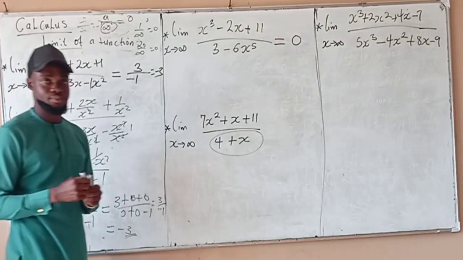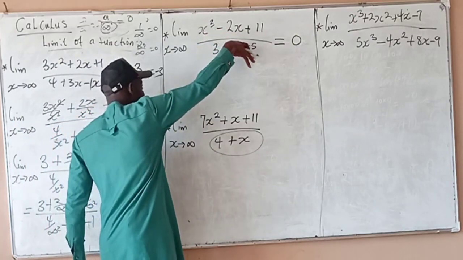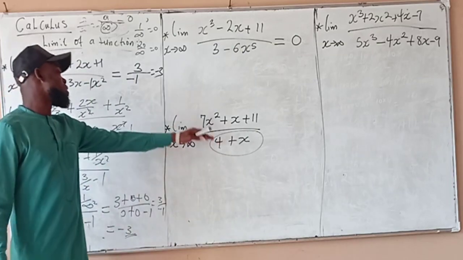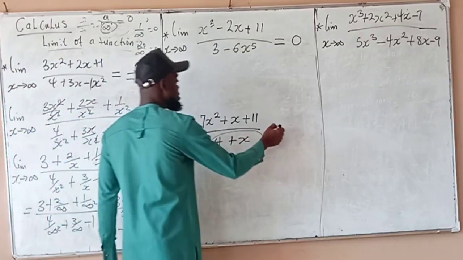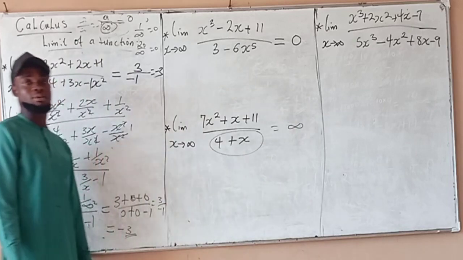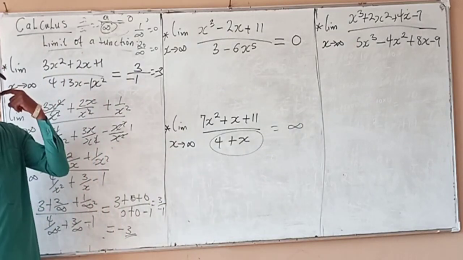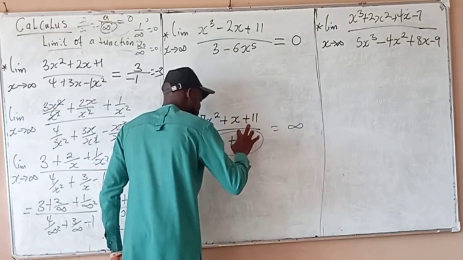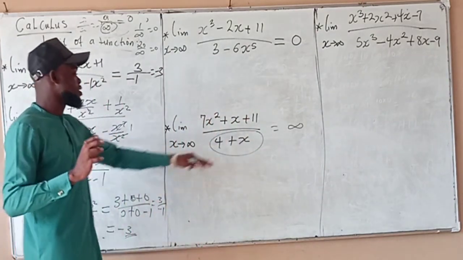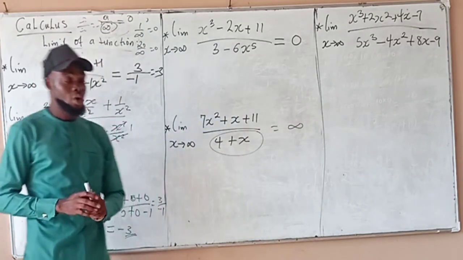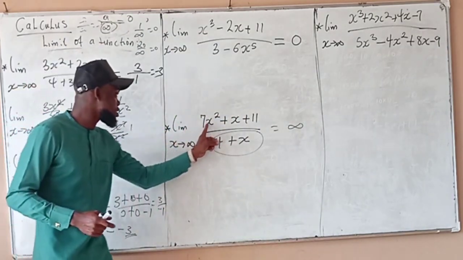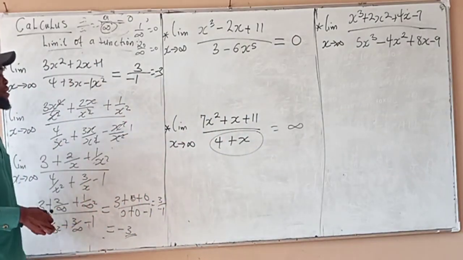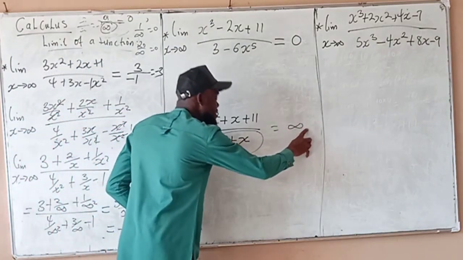Just know that if the power of s in the denominator is higher than the numerator, the answer becomes 0. That is very clear. If the numerator is higher than the denominator, the answer becomes infinity. If both sides are the same, the answer becomes the ratio of the coefficients. Those things you can write down, very important. But this one can also be minus infinity.